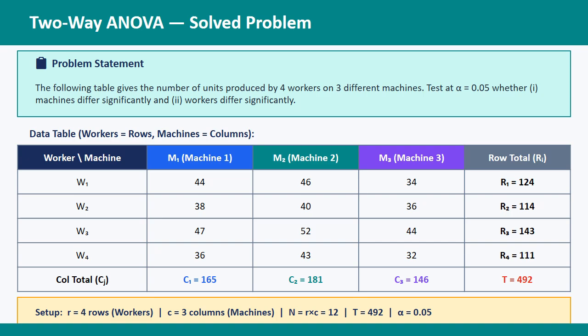So, let us see the problem statement. Here we have 4 workers and 3 machines, and they have asked us to test whether the machines differ as well as whether the workers differ. So, here they have given us 2 variables to solve. Therefore, this is going to be a two-way ANOVA test. Here we have to find 2 variations, both on columns as well as on rows. So therefore we are going to make use of two-way ANOVA.